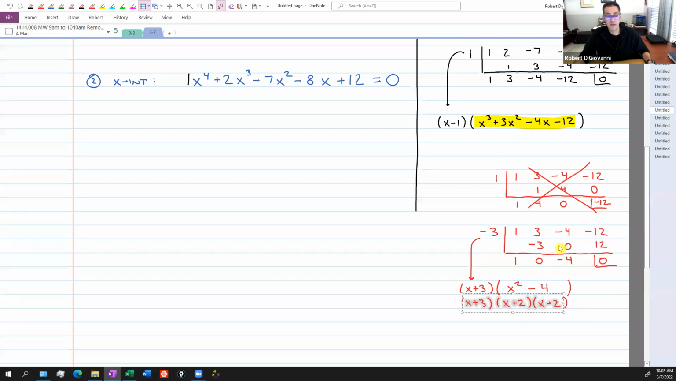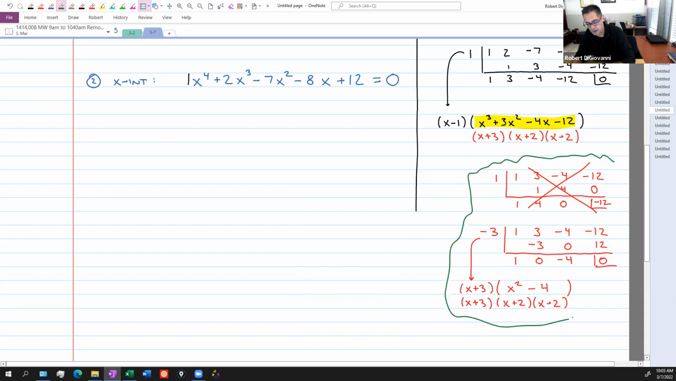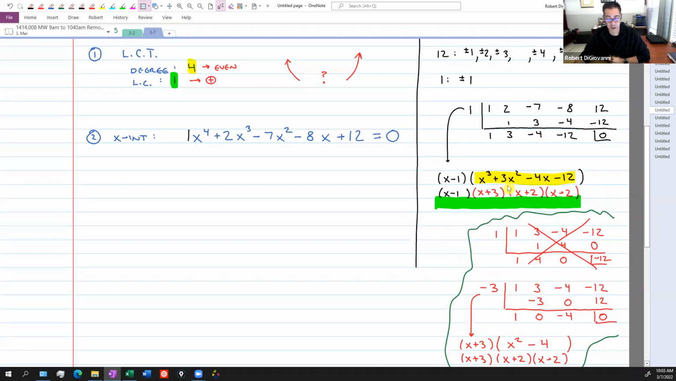Now, keep in mind, this right here that we just got is just this part in yellow. So I'm going to come back up here, right? This is just the part in yellow. Kind of keep this a little separated. This was my other synthetic that I did there. So this part in yellow broke down to be this. Do not forget that we still have the x minus 1 in front of that, right? So right here, underlined in green, that is our completely factored polynomial function.